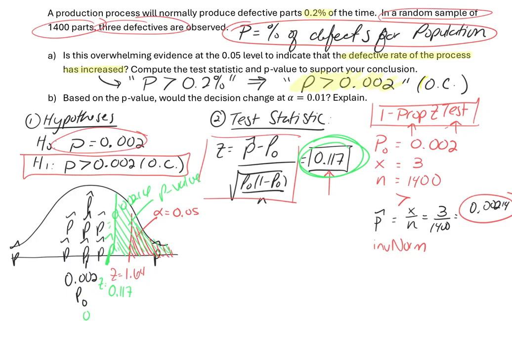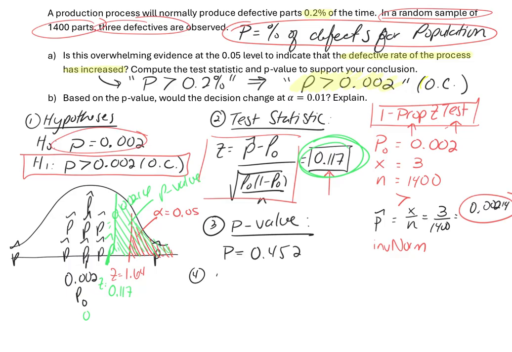We can go back to our calculator function, that one prop z test, and confirm that p-value. So that is the third step in a hypothesis test, getting that p-value. One prop z test will also let us know that that p-value is 0.452.